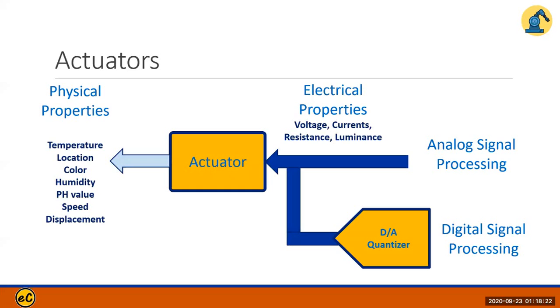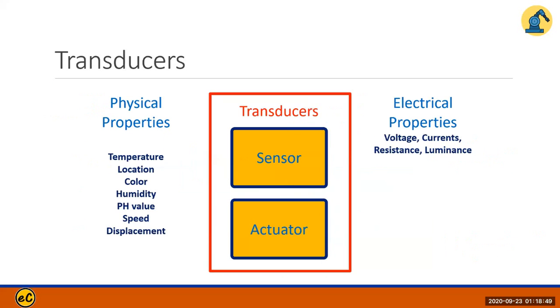Actuator. An actuator is the reverse operation of the sensor. You get the analog signal or the DSP signal from your processor, and you convert it to voltage, current, resistance, or luminance. And then you control your actuator to make an action. It can be a mechanical operation or a chemical operation, and it will change the physical property of the environment. So a sensor and actuator combined are also called a transducer.